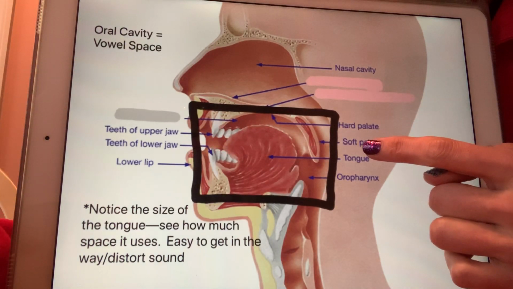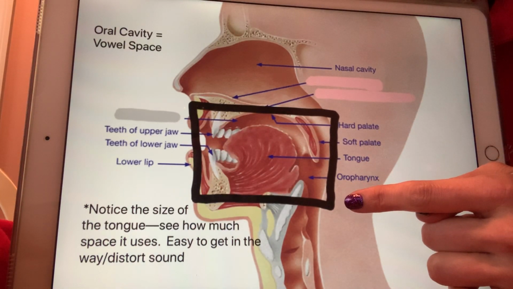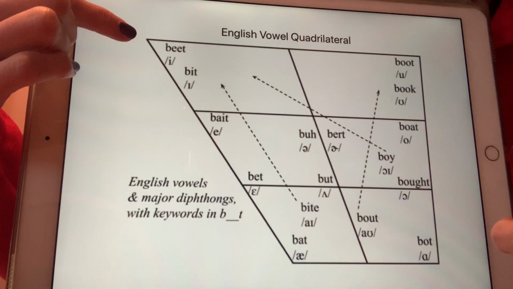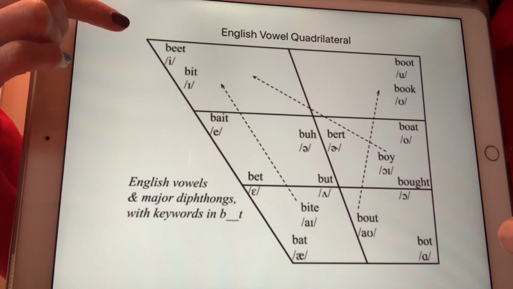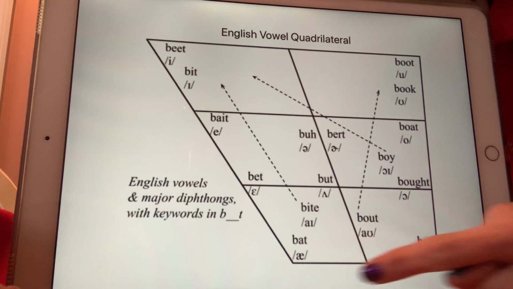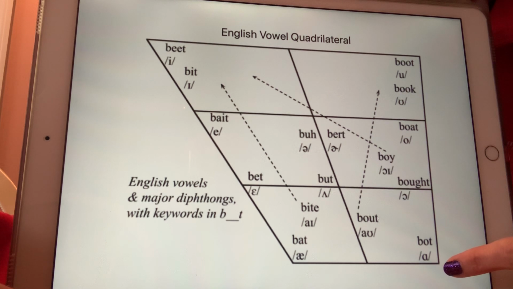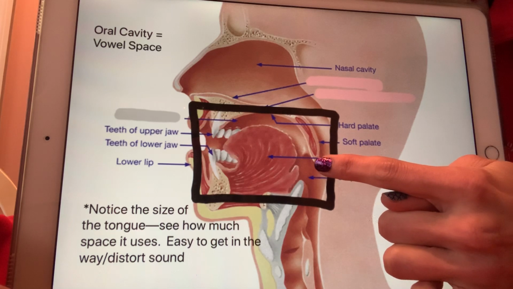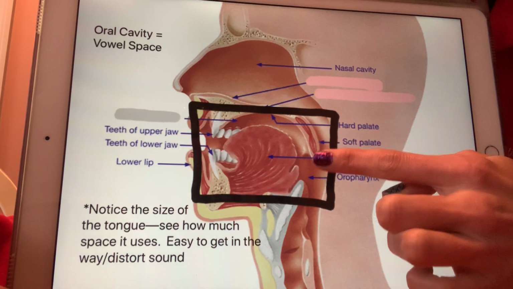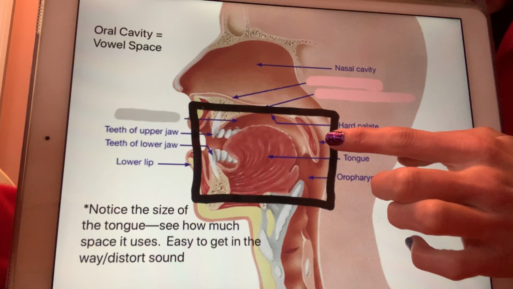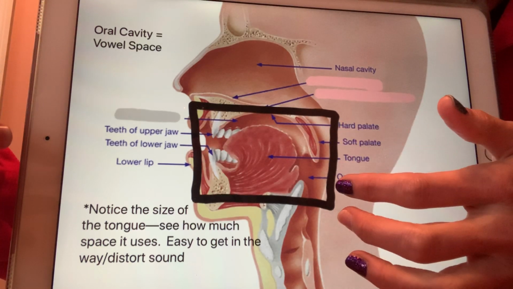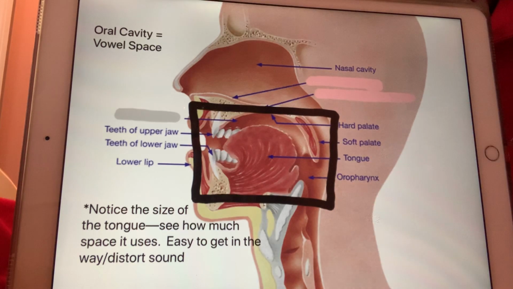Well, the vowel quadrilateral actually represents the oral cavity, right? So here is the top of your front teeth. This is the middle of your mouth. This is kind of the back of your throat where you swallow. And this is your soft palate. It fits right here. And that's where all of those vowels occur, right there in your oral cavity. So your oral cavity is actually your vowel space. So that, in relationship to your resonators, adds a whole new dimension to singing vowels, doesn't it?